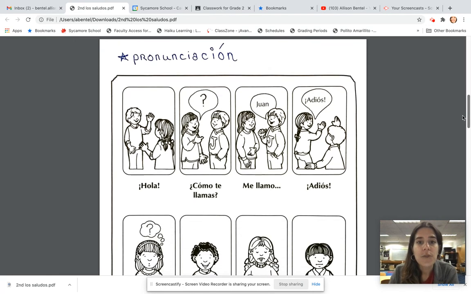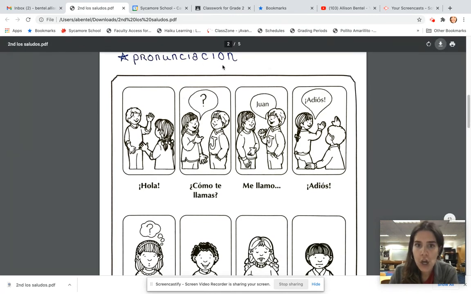Aquí, en la segunda página, solamente tenemos pronunciación. So in our second page here of the 5, we have some pronunciation practice. So go ahead and do our echo. Vamos a hacer el echo. Necesitan escuchar y repetir.